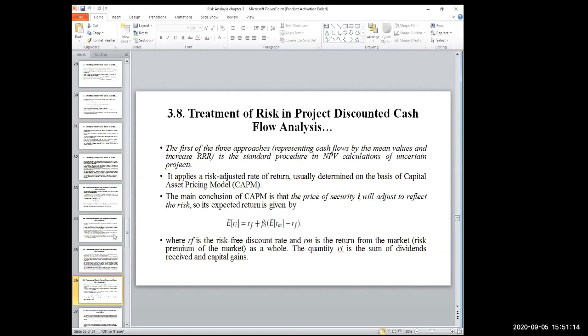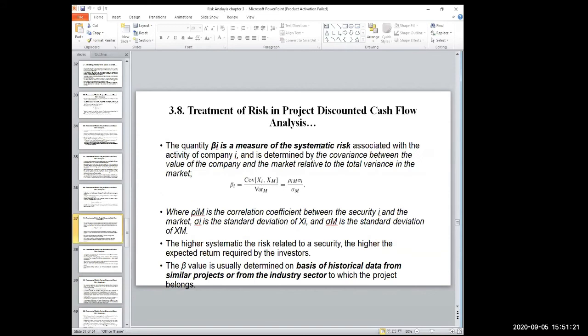Now, beta is a measure of systematic risk. In the capital asset pricing model formula we have seen, the beta represents a measure of systematic risk associated with an activity of the company. And beta can be determined or calculated using this formula.